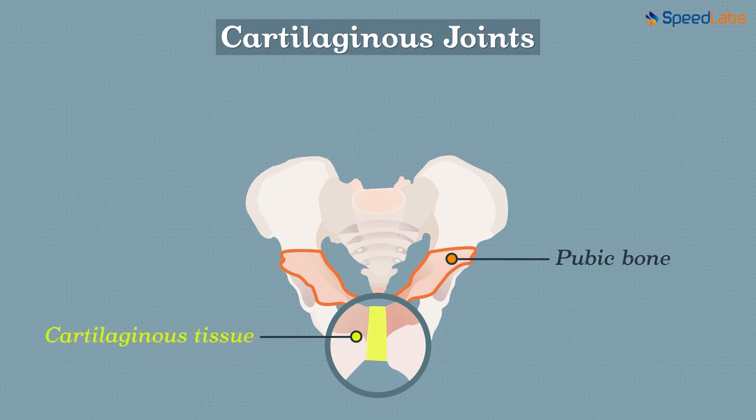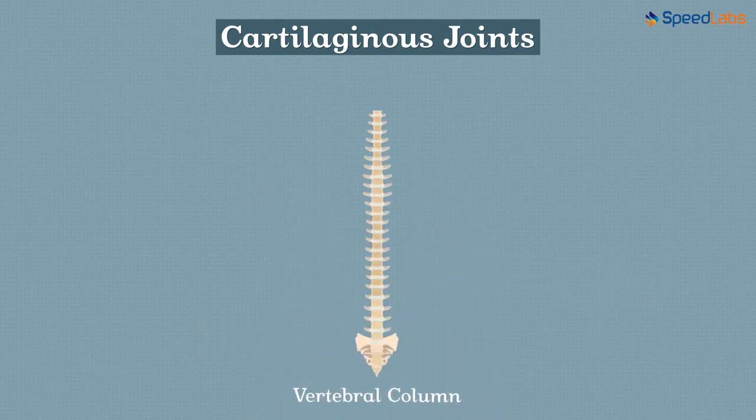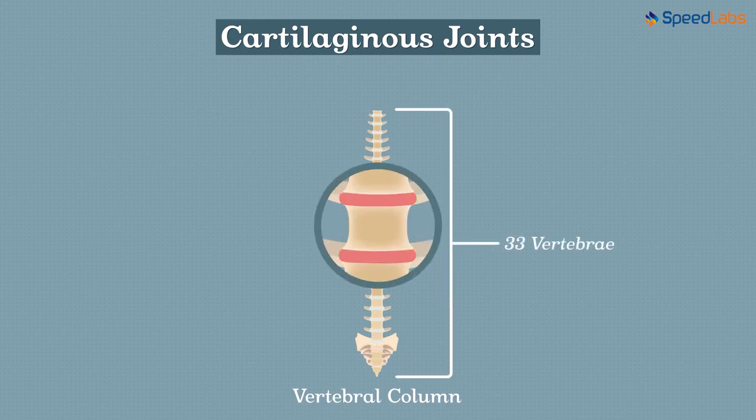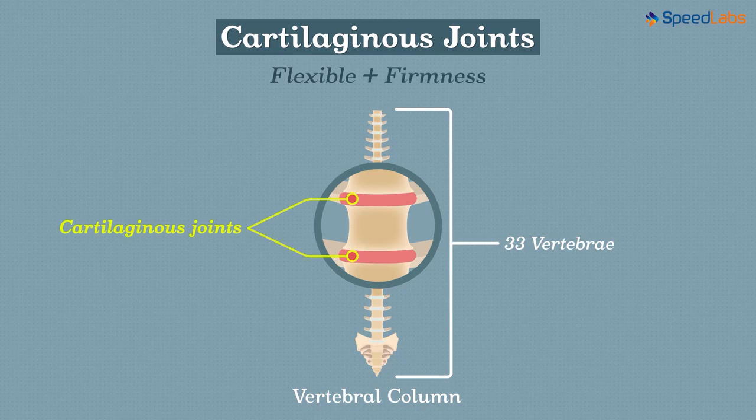Another example to explain the location of cartilaginous joints is our vertebral column. We already know that our vertebral column is composed of 33 vertebrae. Each vertebra is joined to the other one with the help of the cartilaginous joints. That makes sure that the structure gains flexibility as well as firmness.